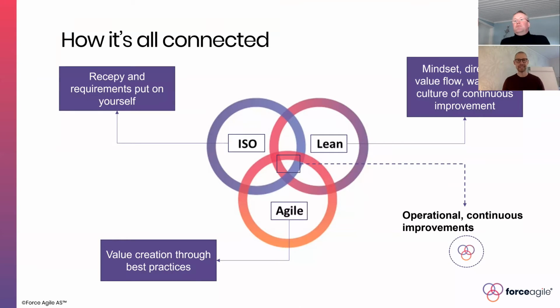So here it's all connected. What this vlog is all about is to connect the ISO requirements with how the organization should respond by taking a lean agile approach. So we are dissecting, as Andreas is saying, the requirements in ISO. We are applying the mindset, direction, and value flow aspects of lean and the best practices way of working from the agile way of thinking. And that gives us the small part in the middle between ISO, lean, and agile, which tells you this is the operational bridge from my requirements in ISO and how I should work to fulfill the requirements.